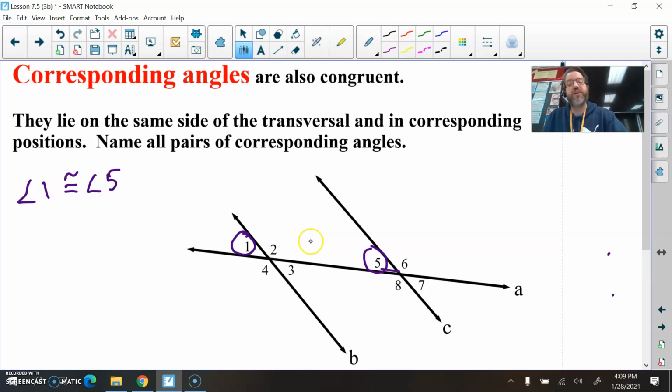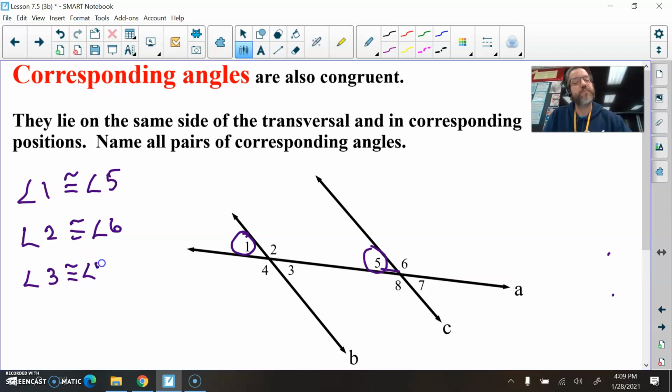How about angle 2 and angle 6? Those are corresponding angles. So they are congruent. See, angle 2 and angle 6 are both in the top right corner of their groupings of angles. Angle 3 and angle 7 are corresponding angles. So they have to be congruent. And angle 4 and angle 8 are corresponding angles. So they're congruent as well. Okay, corresponding angles in the same position.